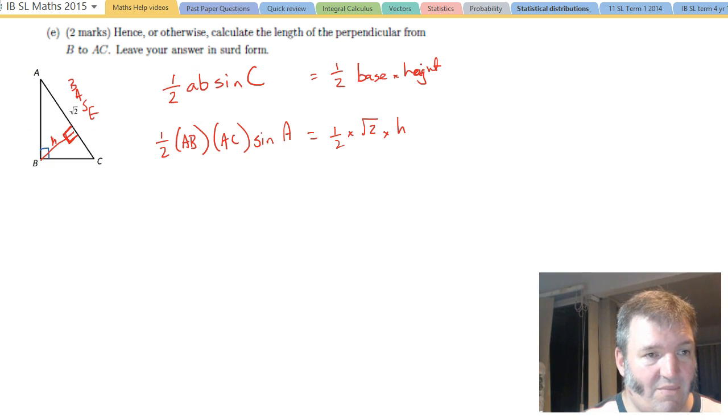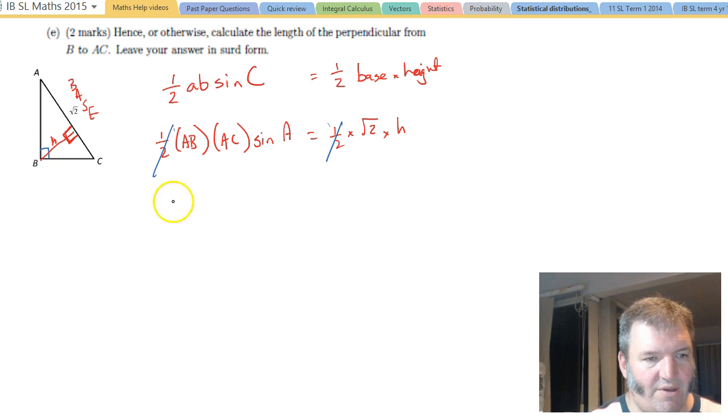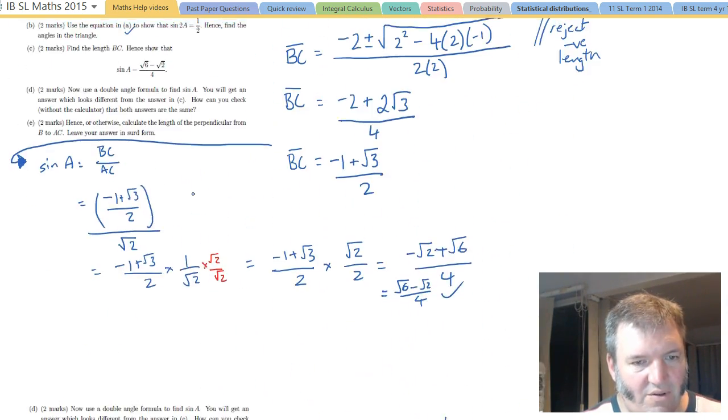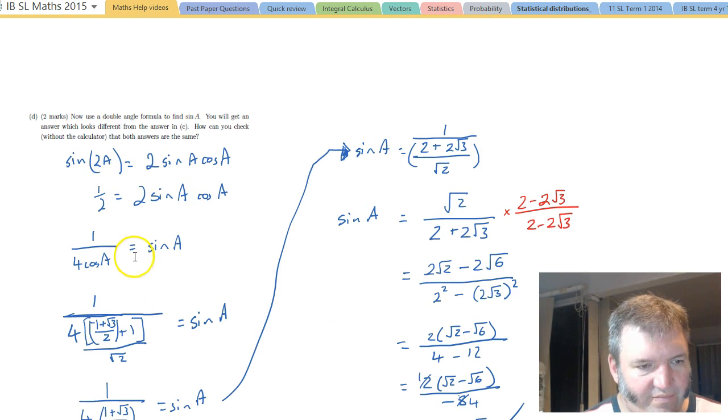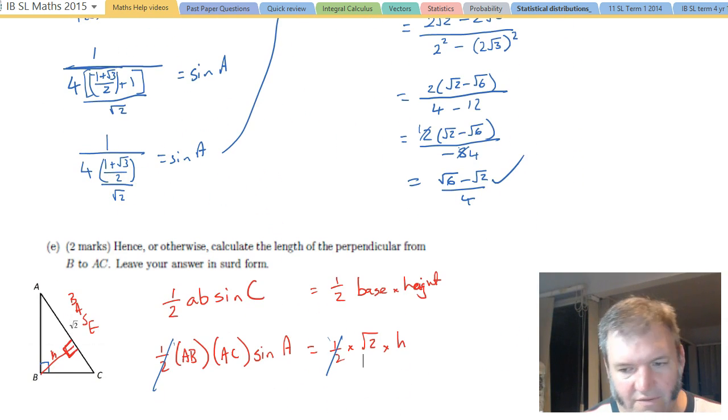Let's see how we can make it a bit easier on ourselves. A half and a half, let's multiply each side by 2. Bang, they're out of the way. Alright, AB. How long was AB? Oh, I've forgotten already. Let's scroll up and have a look. Oh, I think we put it in there, didn't we? Negative 1 plus root 3 over 2 plus 1, which when we neaten it up a little bit is 1 plus root 3 over 2.